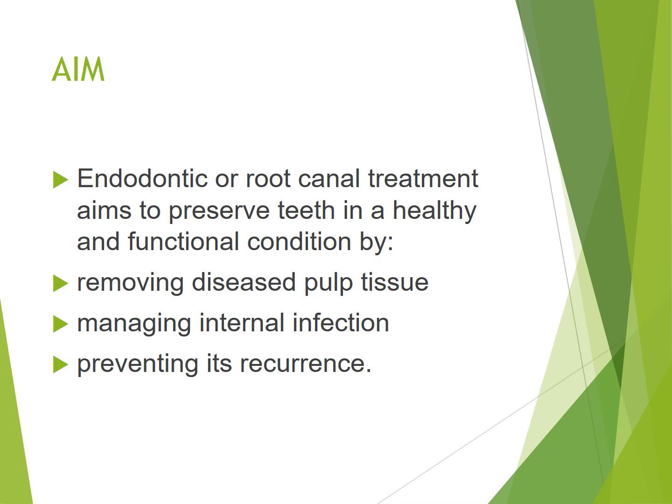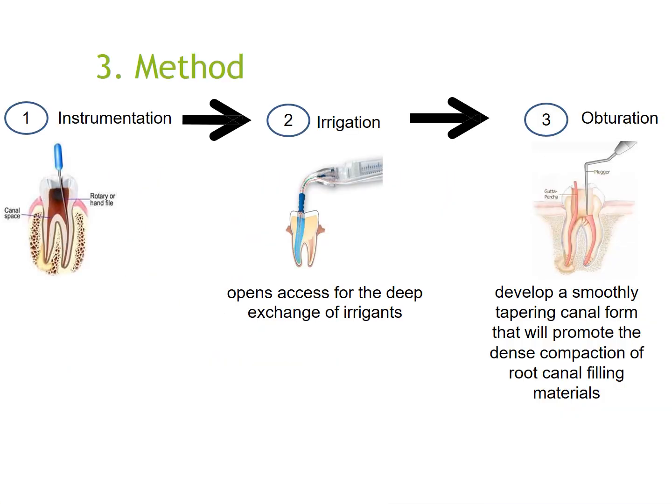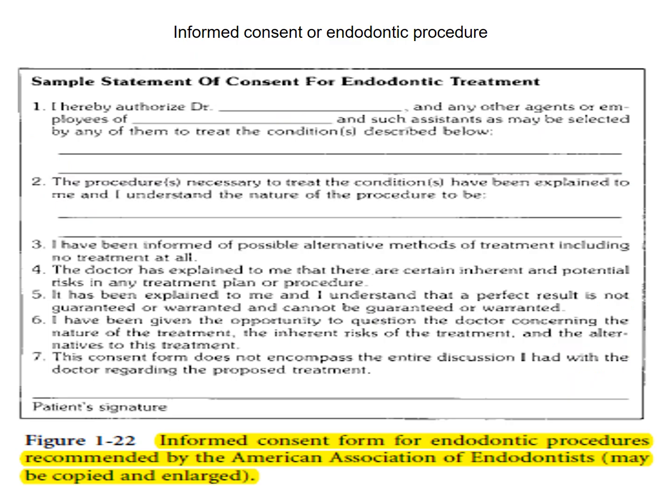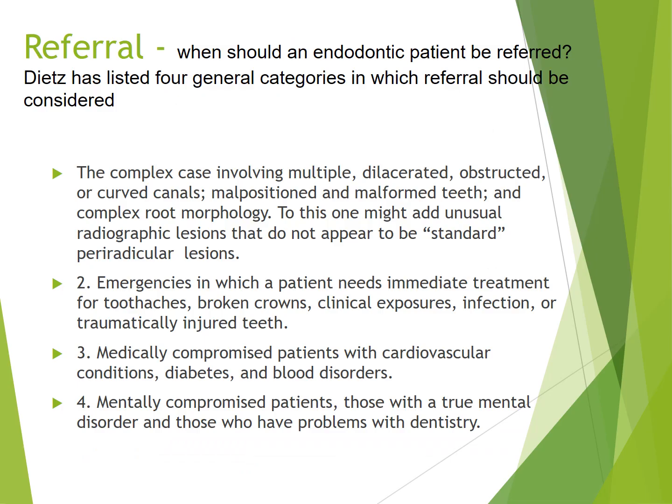What is the aim of endodontic treatment? To preserve the teeth in a healthy and functional condition by removing the diseased pulp tissue, managing internal infection, and preventing its recurrence. So what we do in root canal treatment is instrumentation and irrigation. Referral: where should our endodontic patient be referred? Complex cases including multi-rooted or curved canals, emergencies needing immediate treatment, medically compromised patients, and those with a mental disorder.